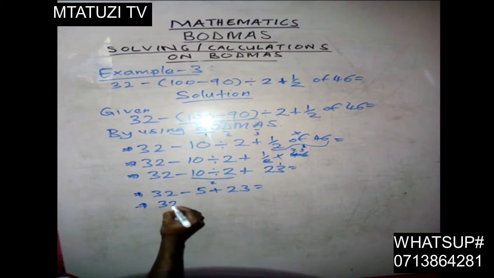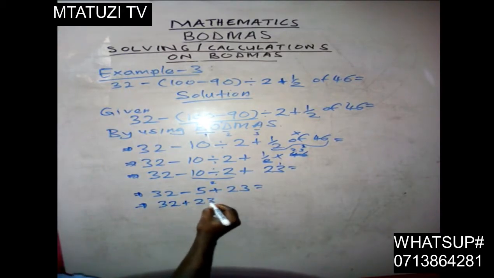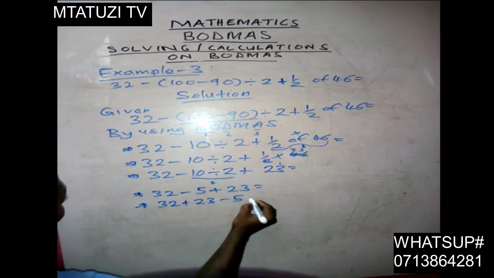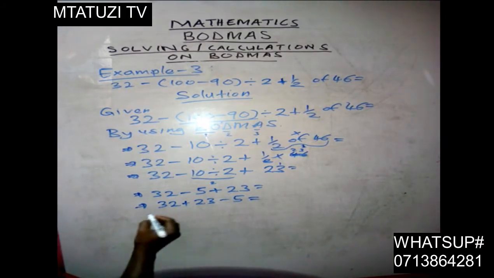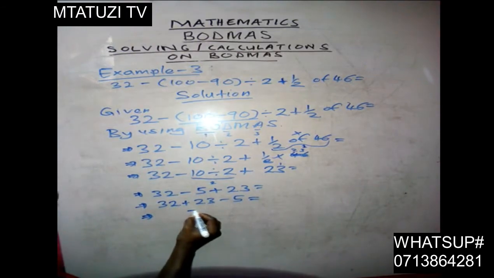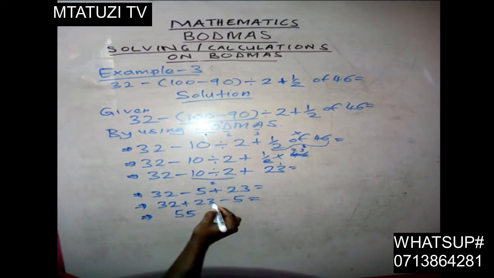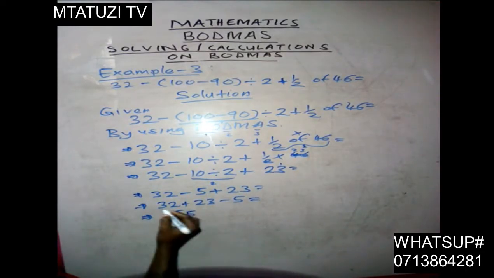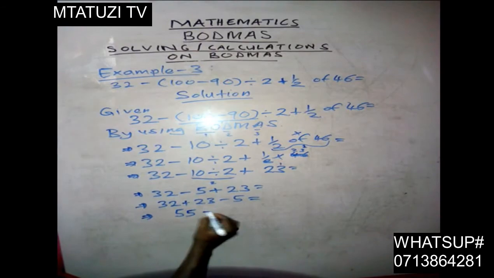So we take 32 plus 23 minus 5, this is equal to, now let us arrange there. When you arrange there, you get how much? Here you get 5, here you get 5. When you plus, 2 plus 3, 5, 3 plus 2, 5 minus 5.